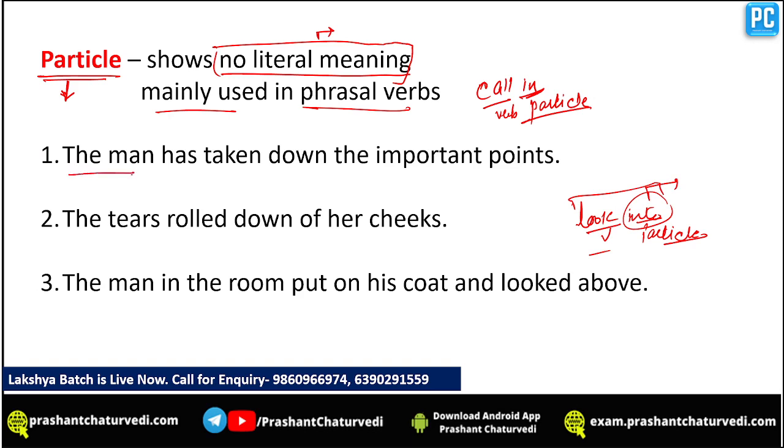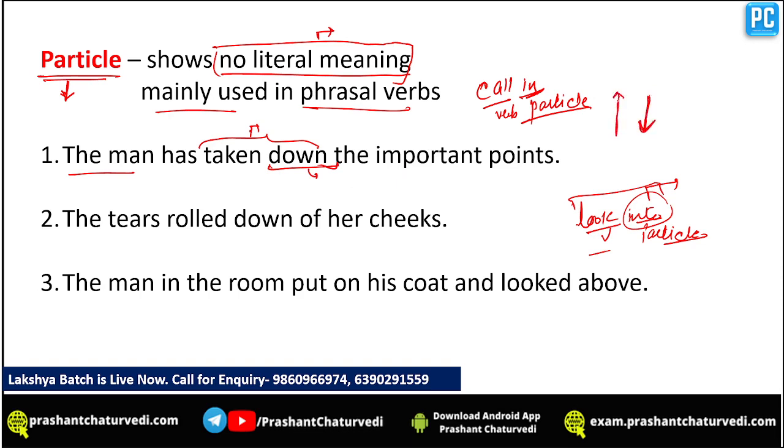First is, the man has taken down the important points. Here taken down is a phrasal verb which conveys the meaning to note something important. If something is very important and you want to write it or note it, you have to use the phrasal verb taken down. So here the meaning is, the man has noted the important points. Generally, downward expresses position, which is like this, is down.